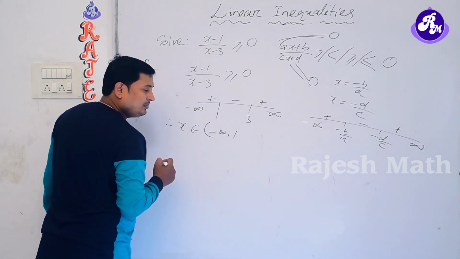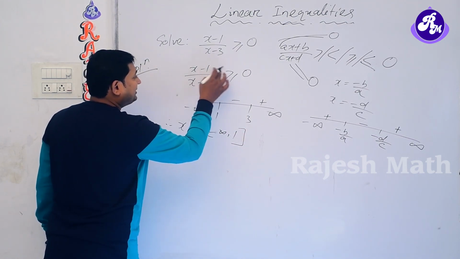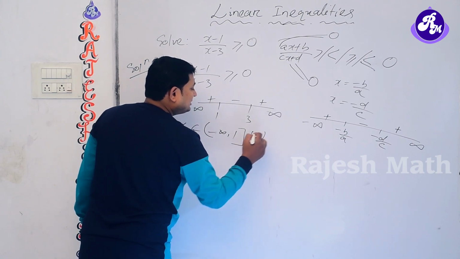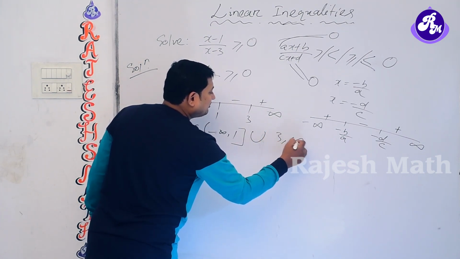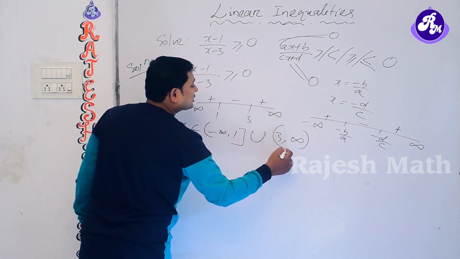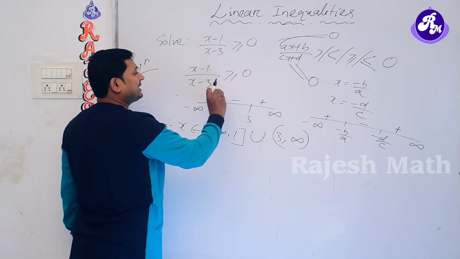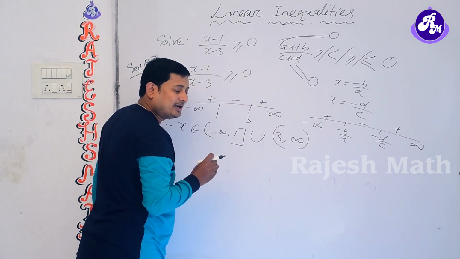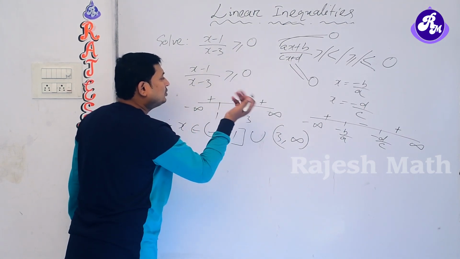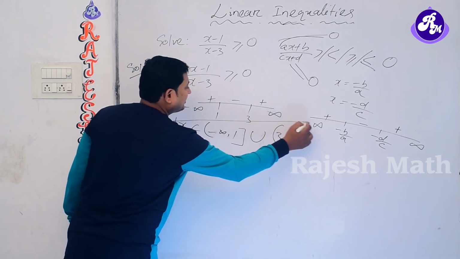Minus infinity will be in the open interval and 1 will be in the closed interval, because if you put x equals 1, the whole expression will be equal to 0. And 3 to infinity: infinity and minus infinity always come under open intervals, and 3 will be excluded. Why? Here the greater than or equal to sign is there, though the sign is present, still 3 will be excluded. Because if you put x equals 3 over here, 3 minus 3 equals 0, and something divided by 0 is called infinite. So 3 will be excluded, and that is the right solution over here.